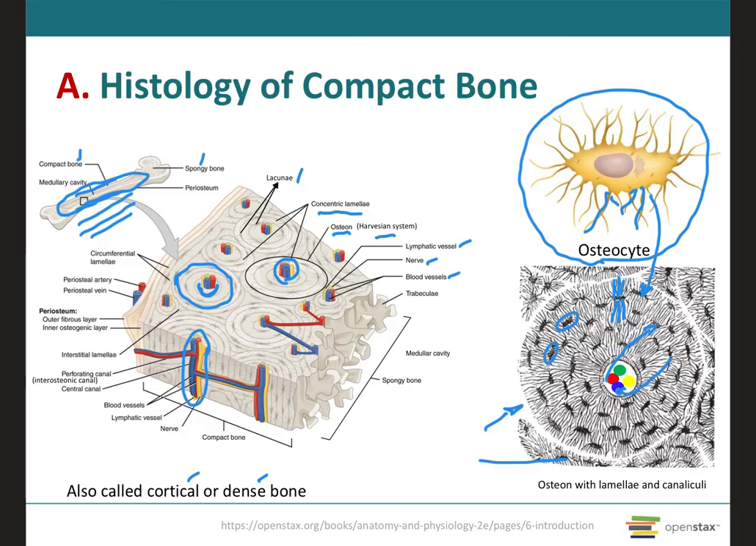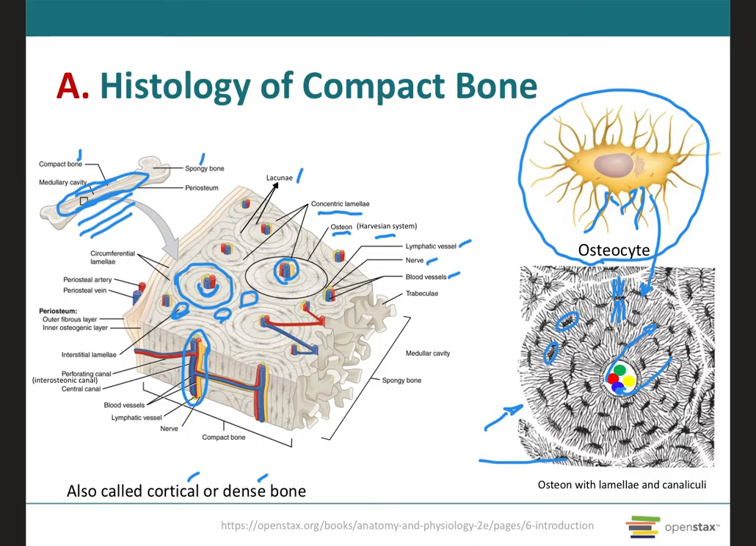These areas between the neighboring osteons will contain lamellae called interstitial lamellae, which also have lacunae with osteocytes and canaliculi. This interstitial lamellae represents the fragments of older osteons that have been partially destroyed during bone rebuilding or during growth.